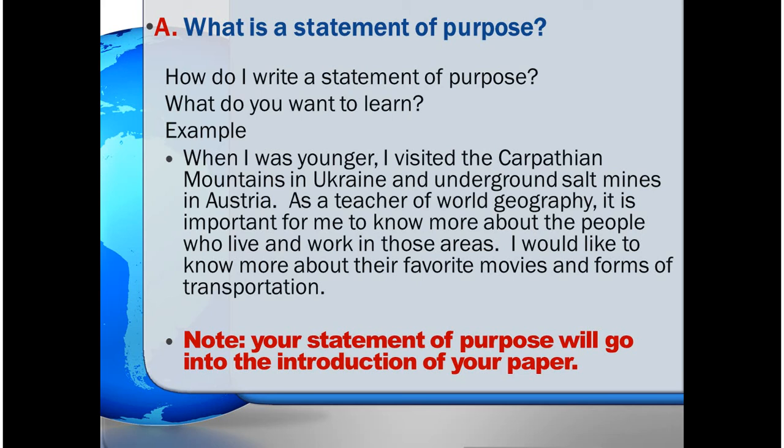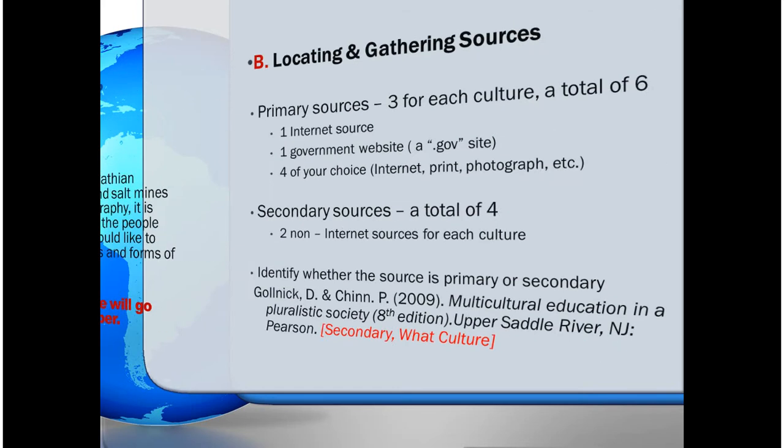So if I were going to study those 2 cultures, Ukrainian mountain climbers and Austrian salt miners, I might develop a statement of purpose like this. The importance of why, I'm saying 2 things here: what I want to study and the importance of it to me. So you can see how that works together. I said that this was scratch paper, but even so, we're going to include this statement of purpose in our paper. It actually will go into section D. So make it a good one.